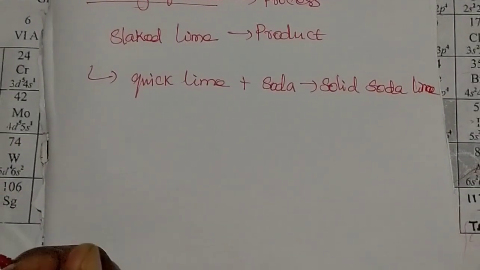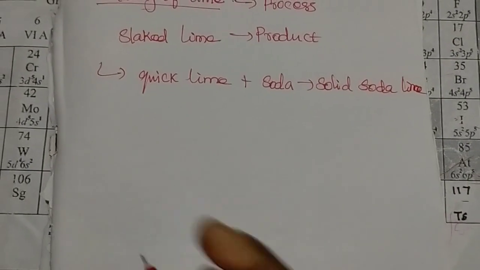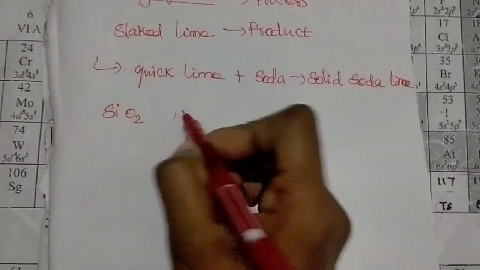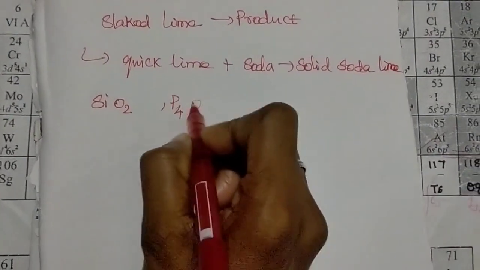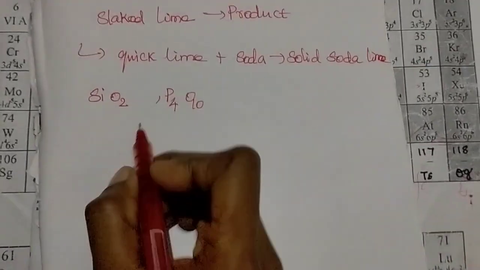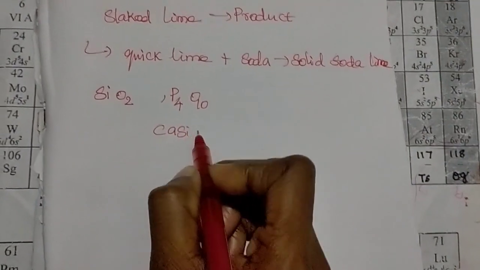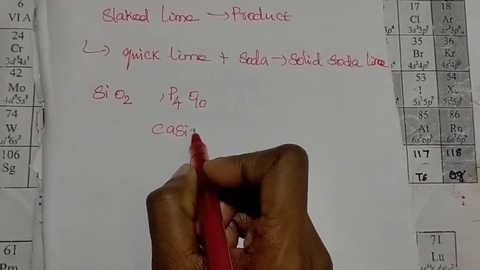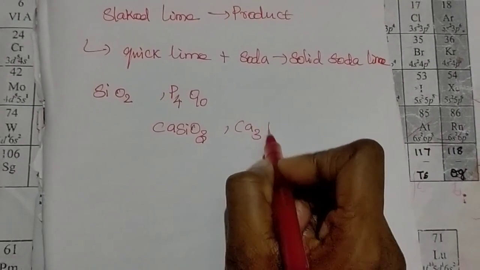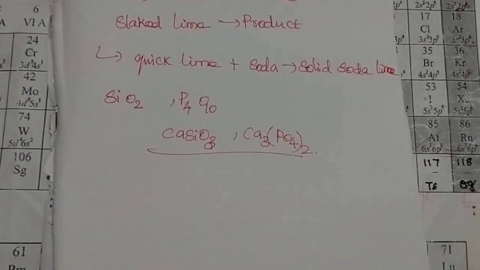And this can combine with some oxides like SiO2 and P4O10, and they form calcium silicate, CaSiO3, and also Ca3(PO4)2. Okay, so these are the products.